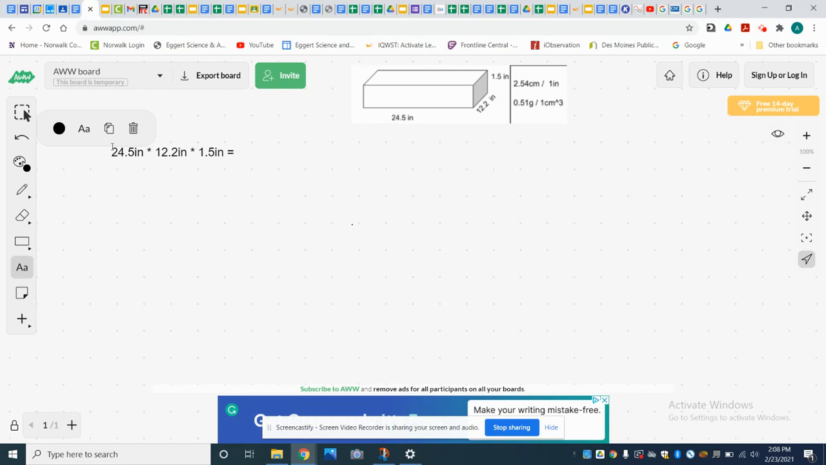I'm going to round to the tenths place since all my data was originally only to the tenths. 448.35, but I'm going to round that to 448.4 inches cubed. To make sure you keep your units squared away, either they're lengths or squared or they're cubed.